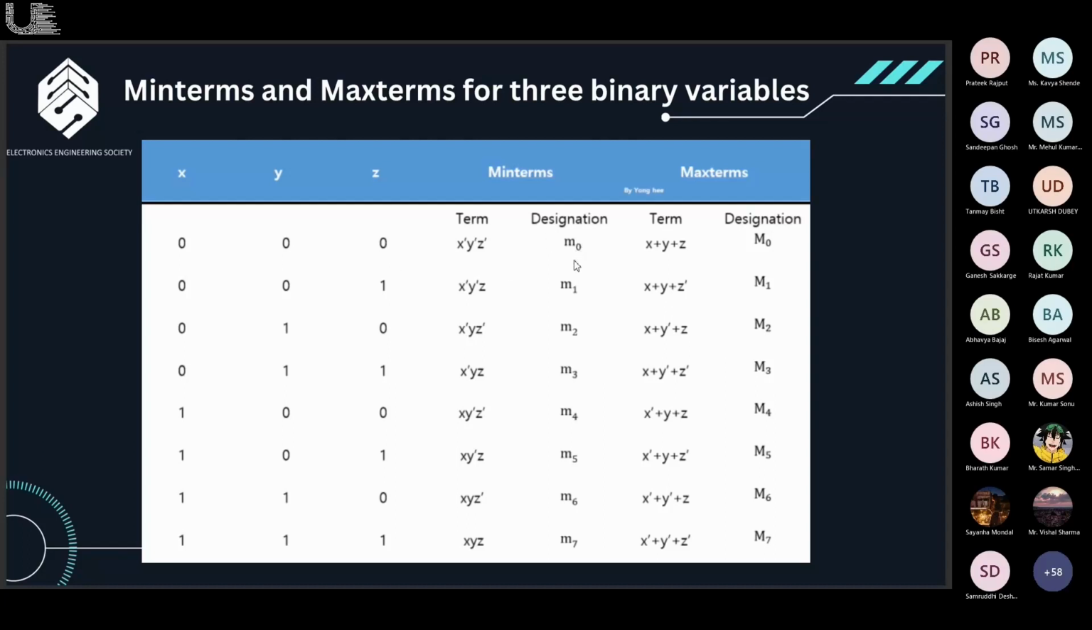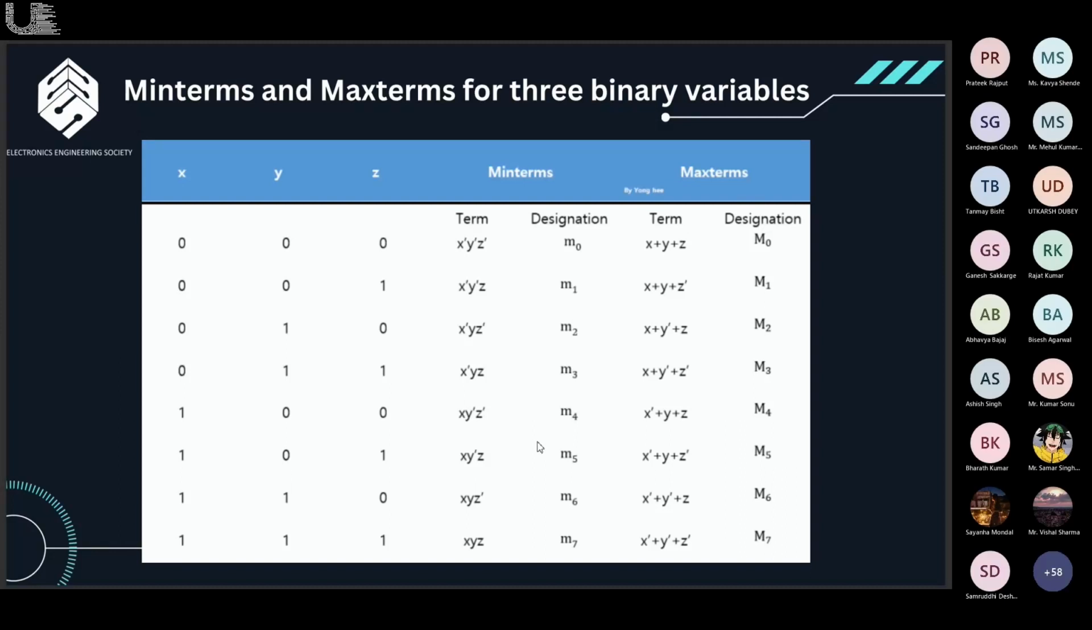So it is designated as m subscript 0. Small m represents minterm, and subscript 0 represents 0, 0, 0, or all the three variables are complemented. Similarly, for this example, 1, 0, 0, this would be x into y complement into z complement. So the designation would be m4. Small m denotes minterm and 4 denotes 100, binary value.